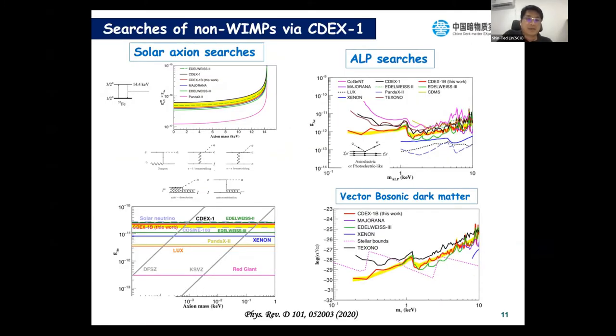Okay, besides the WIMP, we also search the non-WIMP dark matter models via this CDEX-1, including the solar axion search with the monoenergetic photon from the M1 transition of Fe-57 from the solar core, as well as we can test the coupling constant as a function of mass. And we also search the axion-like particle and vector boson dark matter as well.